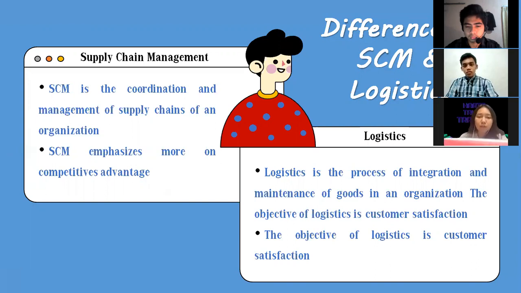So the basic difference between logistics and supply chain management is that logistics management is the process of integration and maintenance of flow and storage of goods in an organization, whereas supply chain management is the coordination and management of movement of supply chain of an organization.